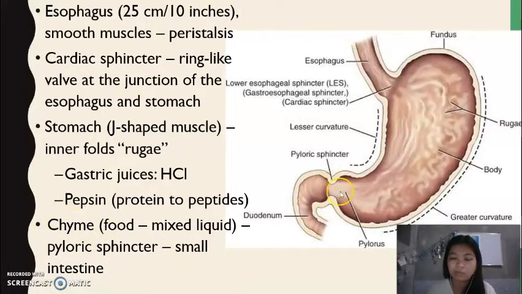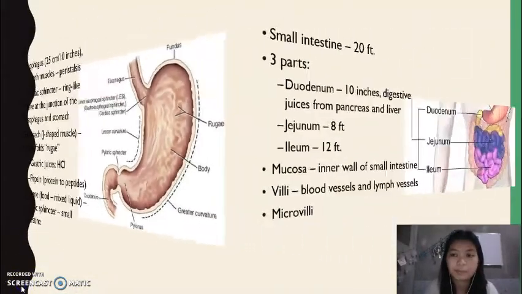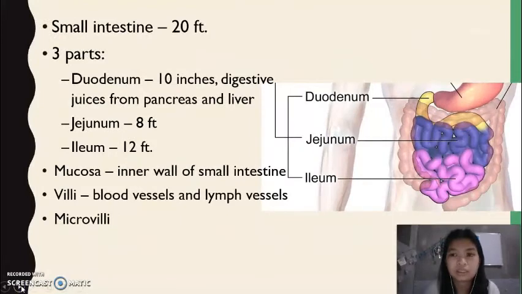So, another valve. If the entrance, we have here the cardiac sphincter. Dito naman, meron tayong pyloric sphincter. So, the chyme will go through the pyloric sphincter in order to enter the small intestine. Okay, so as the chyme enters the small intestine, the small intestine is 20 feet long when stretched. Okay, and then it is made up of 3 parts.